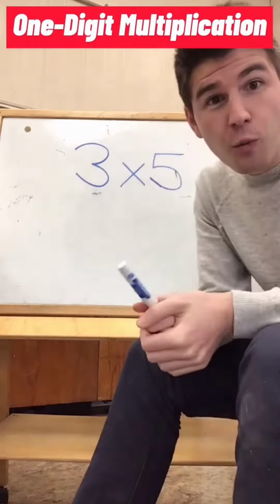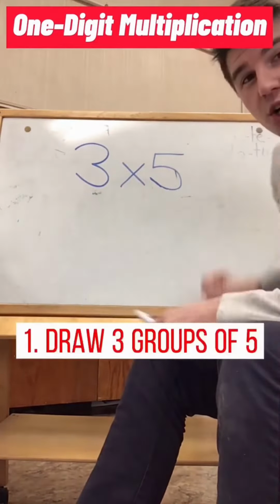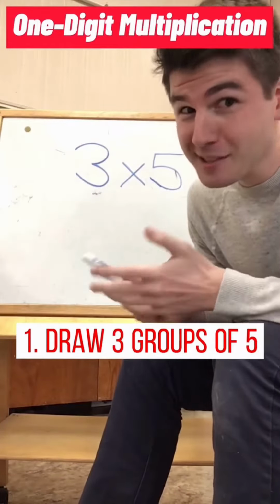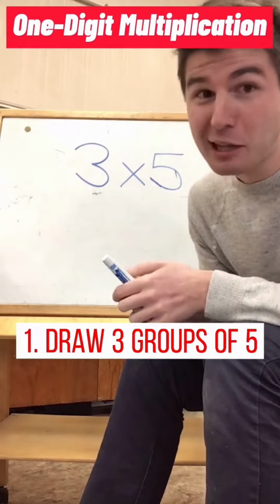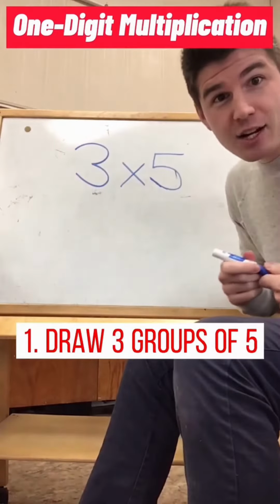3 times 5. One way that we can do this is make 3 groups of 5. I like to call this the chocolate chip cookie way, because sometimes when you make 3 groups of 5, it looks like a chocolate chip cookie. Let me show you. Let's make our 3 groups.